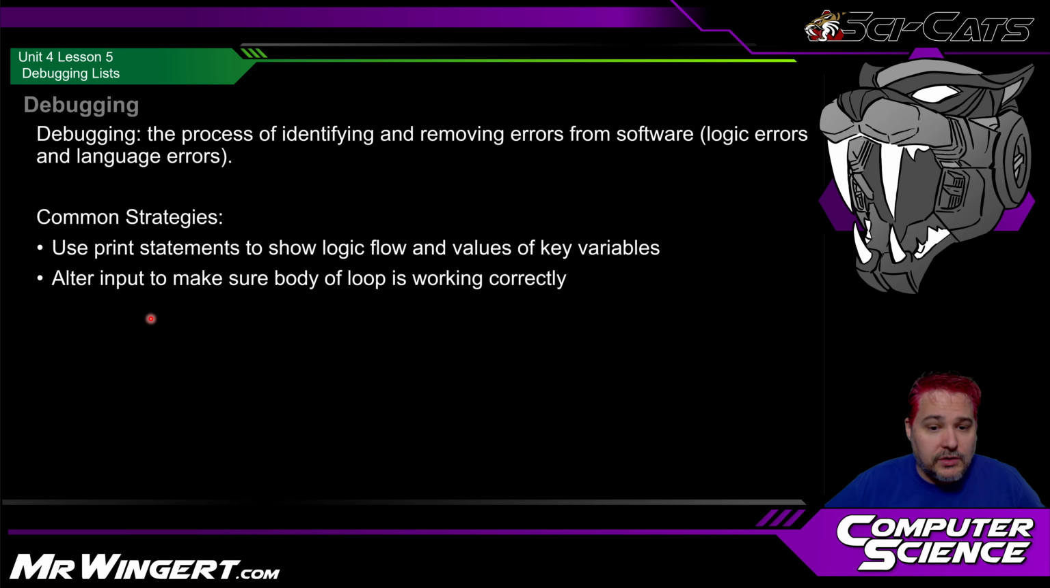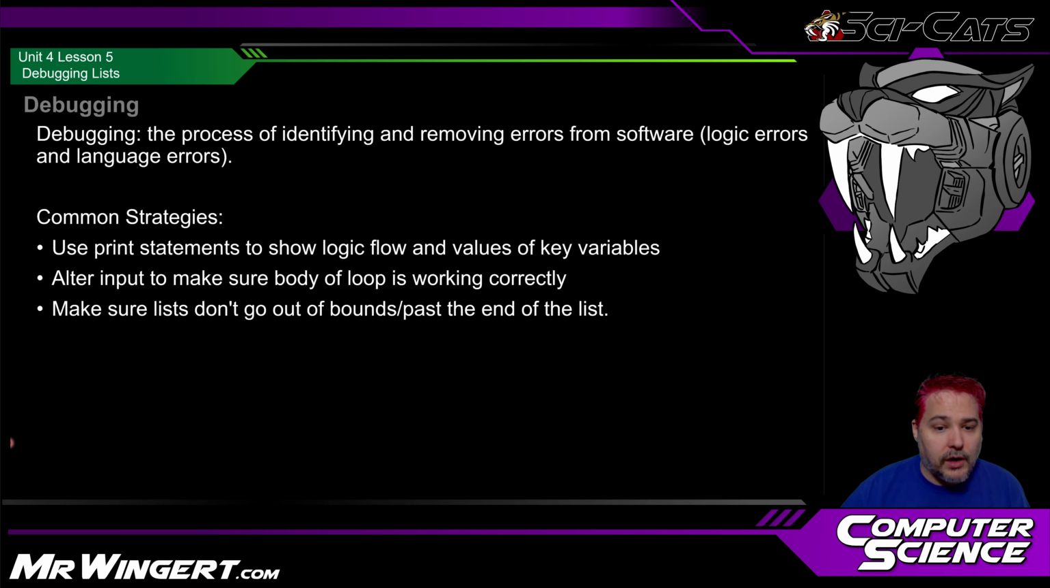Alter input to make sure that the loop's working correctly. So if it's not, even if you don't see a problem, pull your loop out to the side and hard code some inputs to see if you get the outputs that you want, and try a few different inputs and see if it functions correctly no matter what input goes in there.